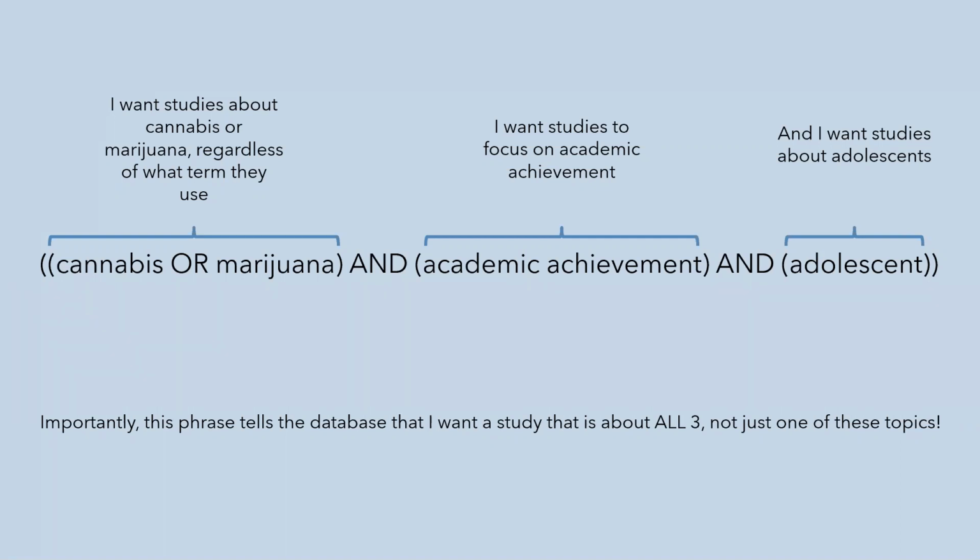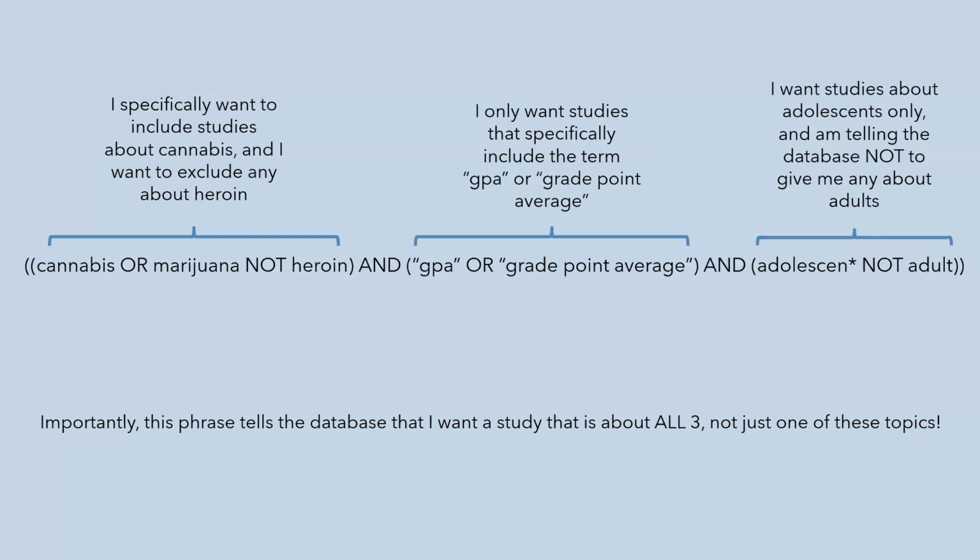Importantly, this whole phrase tells the database that I want a study that is about all three of these concepts, not just one of these topics. But let's think, can we be even more specific here? We probably can. So now we've narrowed it down even further. We've excluded studies that may look at multiple substances such as heroin that we're not interested in. We've quantified academic achievement, which is an abstract concept, into something more tangible like GPA. And in case any studies focus on the latter two topics in adolescents and adults, we've narrowed it down to adolescents only.